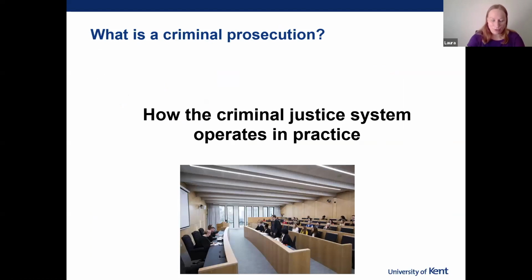So I'm going to hand you over to Mo now to give us a topical example of how the criminal justice system operates in practice currently, and then you'll have the opportunity to join in with some scenarios. Okay, thank you, Laura.